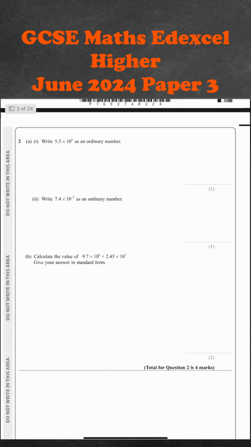Question number 2, part A. Write 5.3 times 10 to the 4 as an ordinary number. So I'm going to say 5.3 times 10 to the 4, and I'm going to move the decimal point 1, 2, 3, 4 times, which just means we're going to have 53,000. Part ii. Write 7.4 times 10 to the minus 5 as an ordinary number.